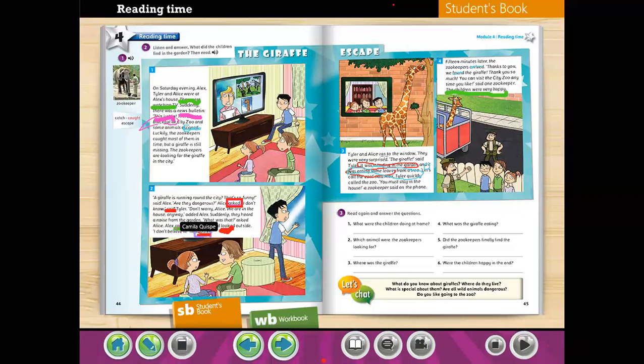Okay, now ran. Tyler and Alice ran to the window too. Very good. Caught. Very good. This is a past of catch. Escaped. Very good. Escaped. It's okay. We finish with this part. Okay, you need to understand this story. Now, let's work on the questions.